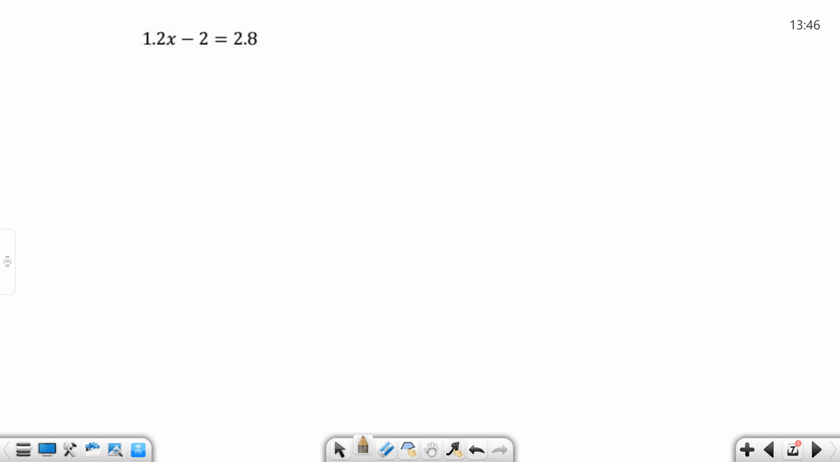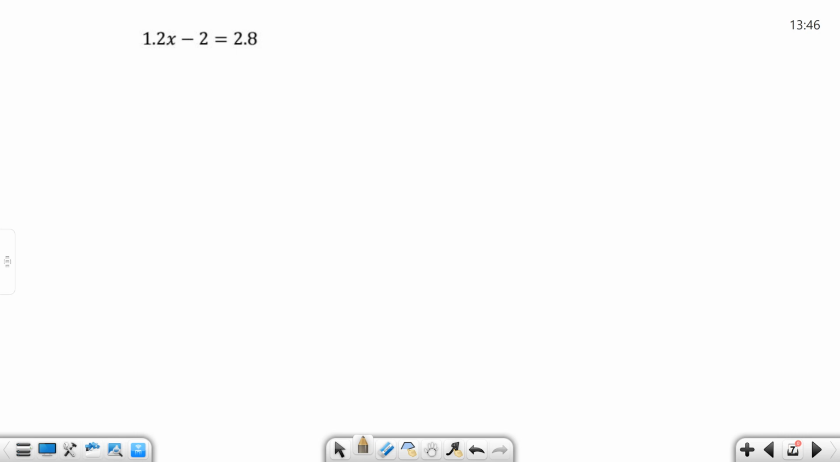All right. 1.2x minus 2 equals 2.8. I do have a decimal times my x, but I still only have the 1 term with x there. So do I want to move all my decimals or wait? I mean, either way. So what I'm going to do is work it without moving the decimals right now, and then I'm going to move the decimals and work it. Okay? I'll work it 2 ways here.